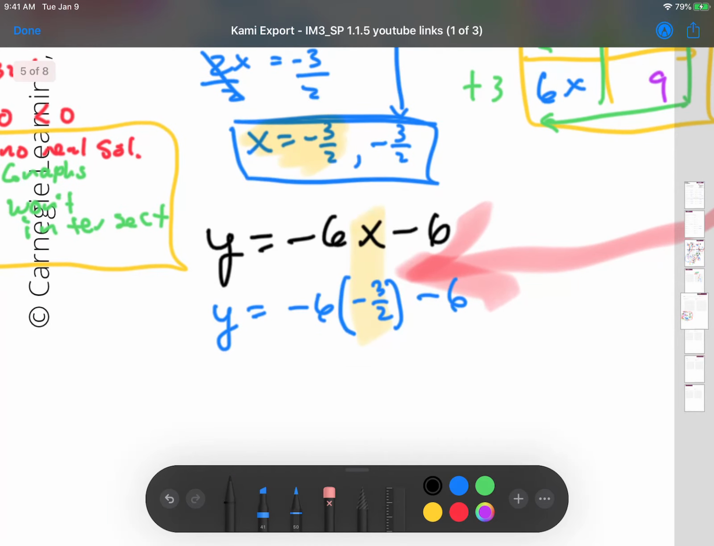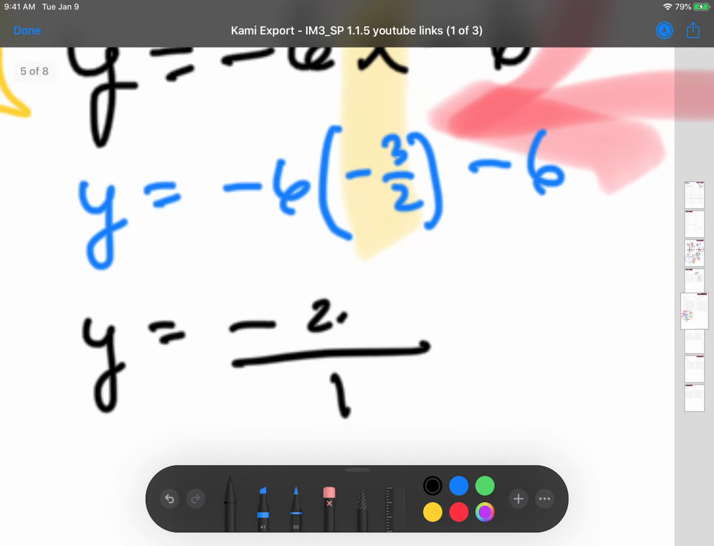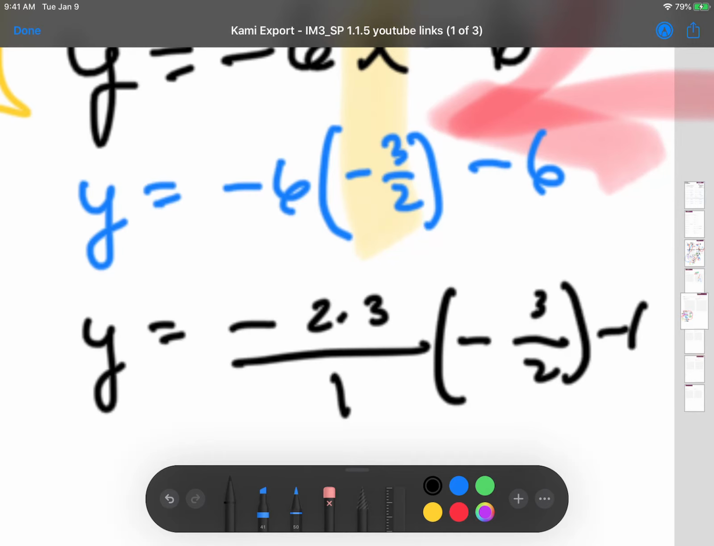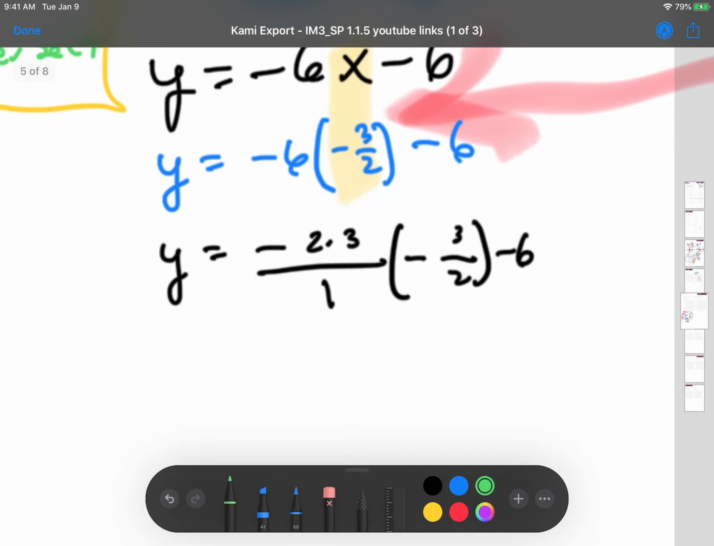Okay, so how do you deal with fractions? I'm going to put this negative 6 as 6 over 1. 6 is 2 times 3, and you have this negative 3 over 2 minus 6. So what I'm going to do is cross cancel, right? See these 2's? Gone. Why can you do that? Because it's multiplication. 2 divided by 2 is 1. So I'm left with negative 9 minus 6. Negative 18 divided by 2.